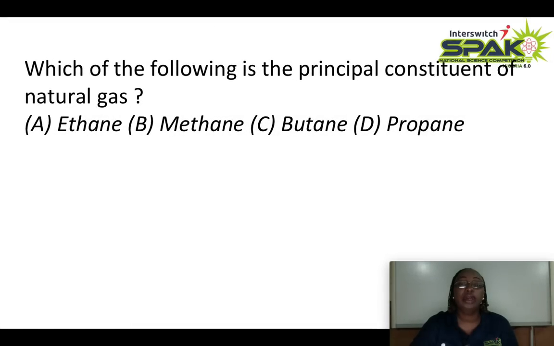Which of the following is the principal constituent of natural gas? If you had listened carefully, you realize that we mentioned it earlier in this lesson, and the answer is methane. Methane is the principal constituent of natural gas. Okay, moving on to the next question.